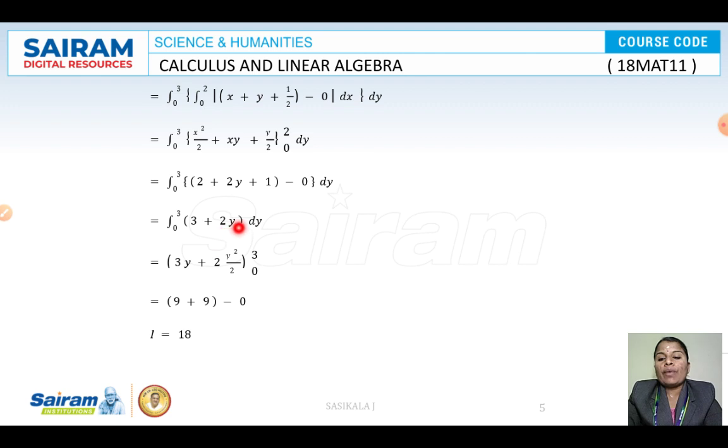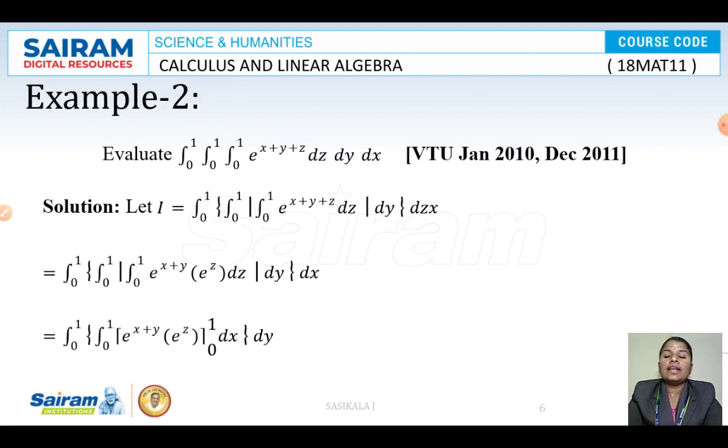3y plus 2y squared by 2 with a limit of 0 to 3. Now it is equal to 9 plus upper limit and lower limit. So 3 squared, again you will be having a term 9 plus 9. So 2 will get cancelled here. 3 squared is 9. So you will be having the integration answer as 18.